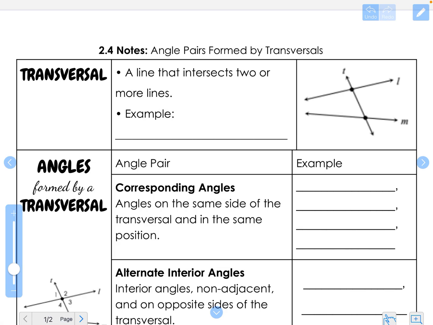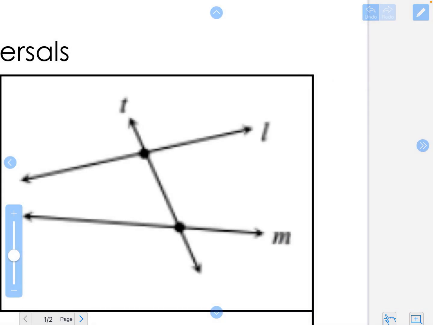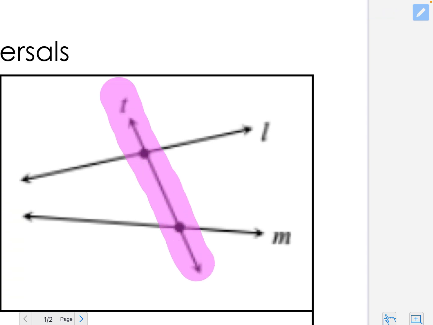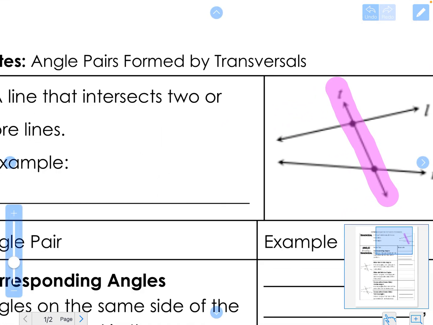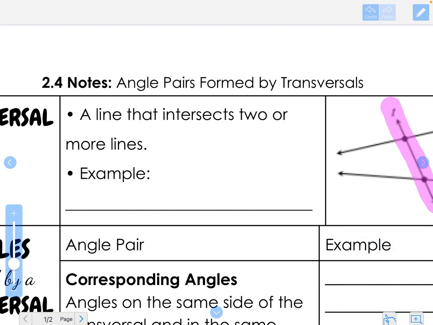Today we're going to talk about angle pairs and transversal lines. So first, let's talk about what a transversal is. A transversal is a line that intersects two or more lines. If we look at this picture here, using our definition, our transversal is going to be line T because it intersects and crosses through both L and M. So again, our transversal, in this case, the line that intersects two or more, is line T.